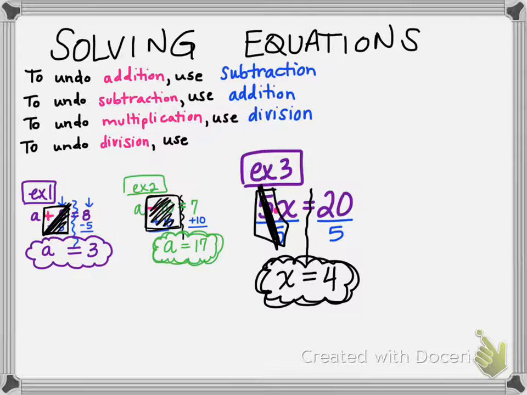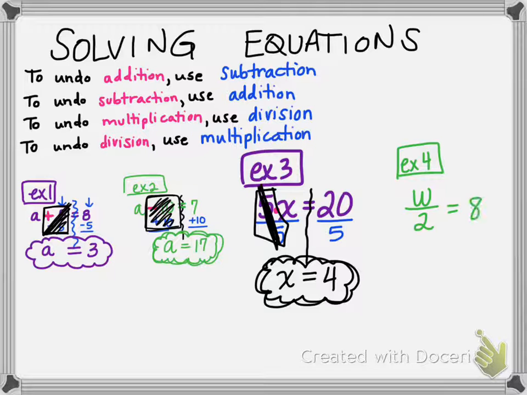Alright, then for our last one here, if we have division, we would then use the operation of multiplication to undo that. So let's go to our final example here, example 4. And a division problem, I'm going to go ahead and write it using a fraction. So let's say the variable w divided by 2 equals 8.